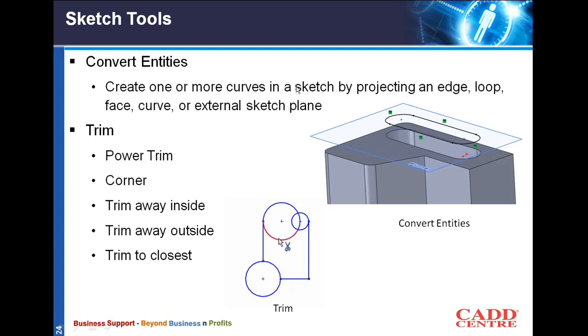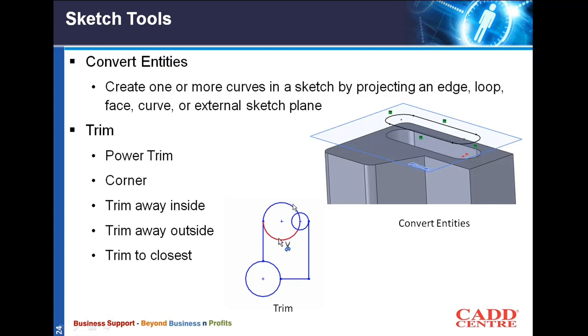Once you complete all this, there is one more powerful tool in SolidWorks, especially for sketching, that is trim. You have a number of trim tools available in the Sketcher environment. You can use power trim, which can dynamically and randomly trim a number of sketch entities. And corner trim will give you an option to do both corner and extend. Trim away outside, trim to closest.